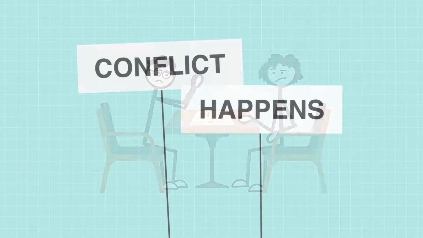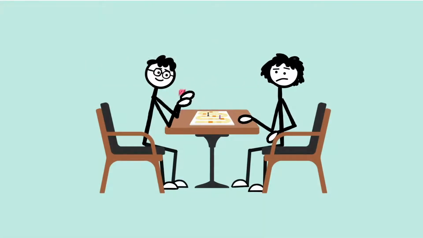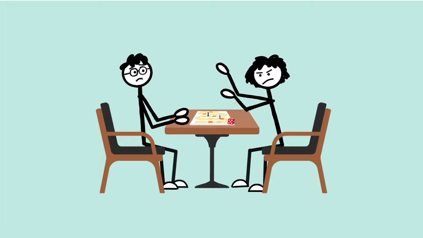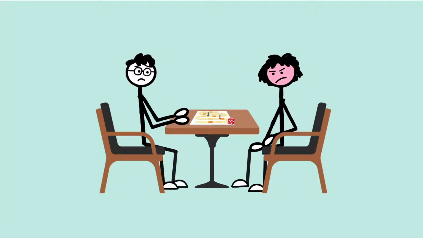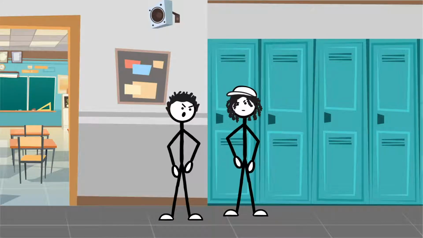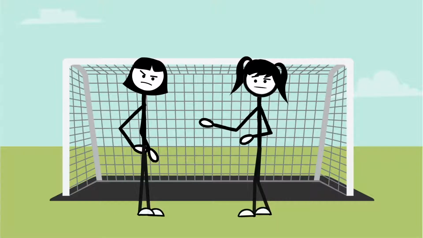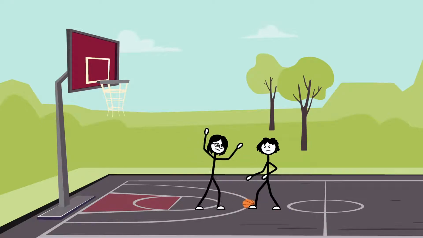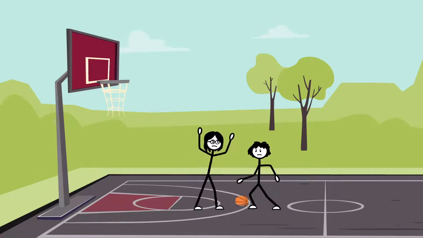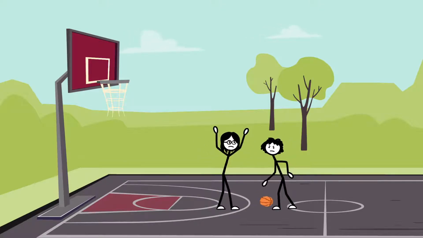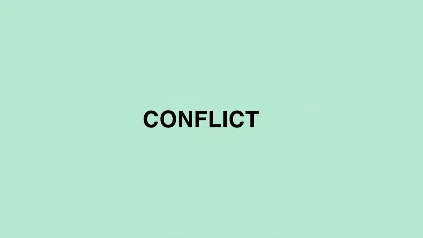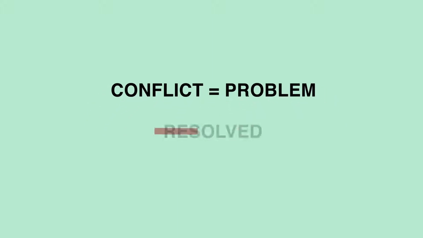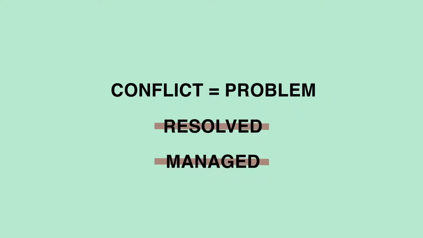Conflict happens. Let's face it. Conflict happens. It happens between family members, friends, classmates, teammates, and even between strangers. Conflicts are a normal part of life. They happen because we are all different and we see and react to situations and events in different ways. Conflict only becomes a problem when it is not resolved or managed effectively.